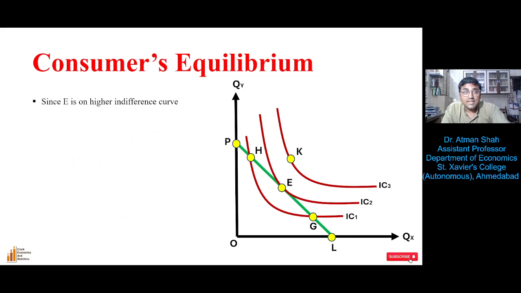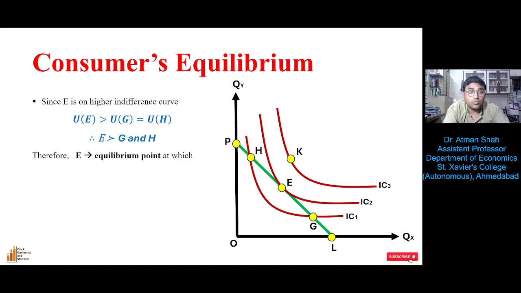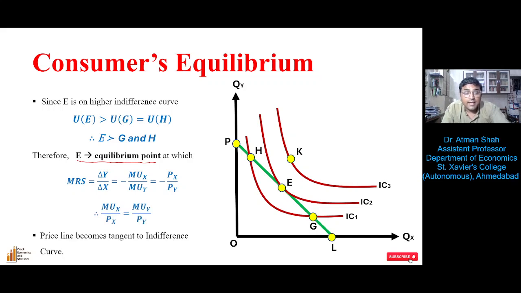So here you can see E is on the higher indifference curve. So utility is higher compared to G and H, and therefore point E is preferred to G and H. So the consumer achieves equilibrium at point E, at which the slope of the indifference curve and the price line is the same, and the price line becomes tangent to the indifference curve. You can see at point E, the price line is tangent.